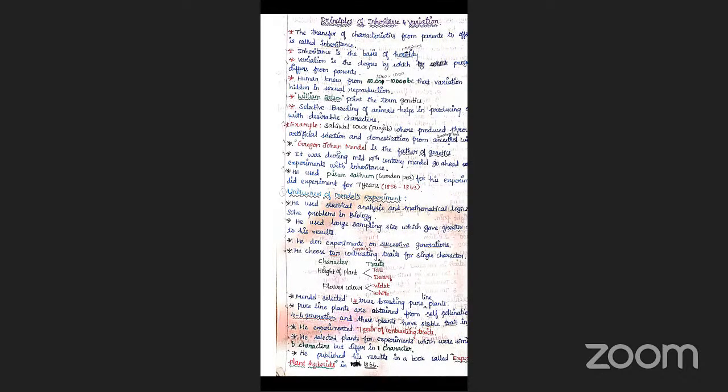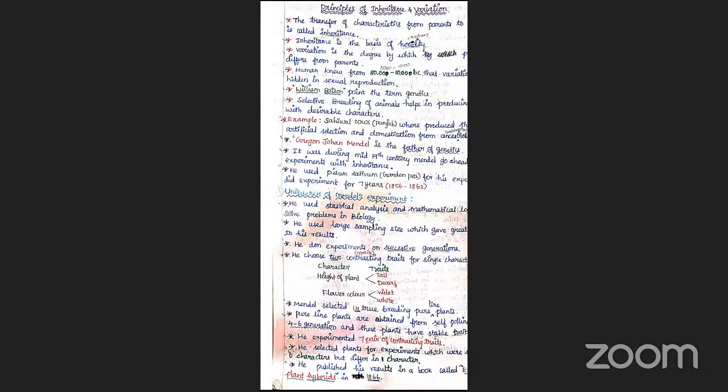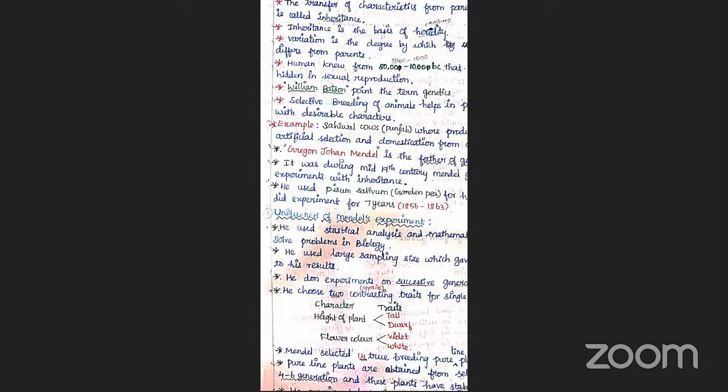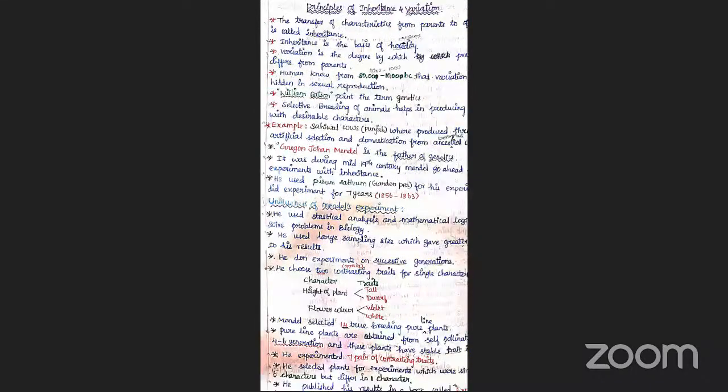What is the meaning of genetics? Just now I told you we should see the literal meaning. We can split the word genetics: gene. What is the meaning of gene? A gene is a functional part of a chromosome.